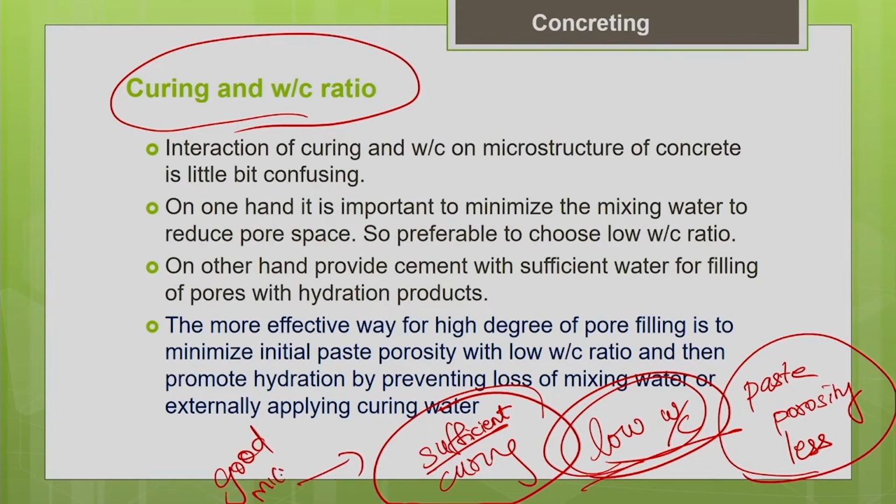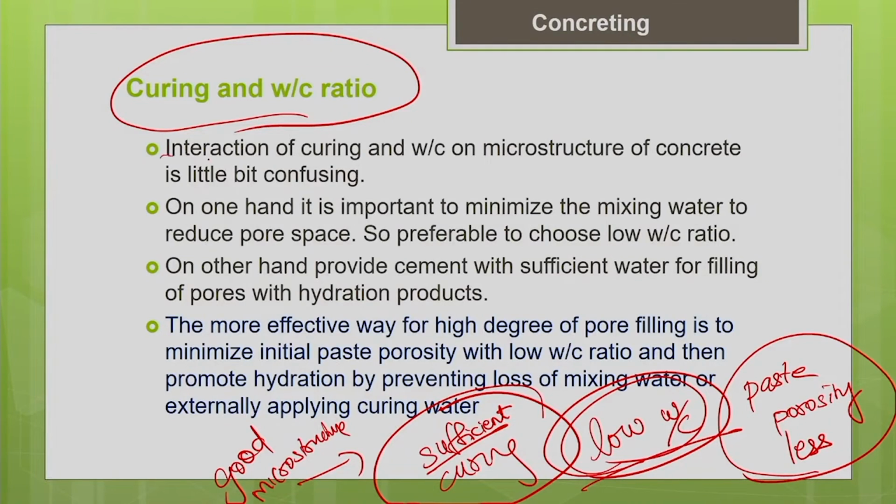Because your curing will ensure that the hydration will occur and the pores are filled with the hydration products. That will reduce the porosity of a concrete and that will improve the strength and the durability related properties of your concrete. So, the interaction of your curing and water to cement ratio on the microstructure of the concrete is a little bit confusing, as we discussed just now.